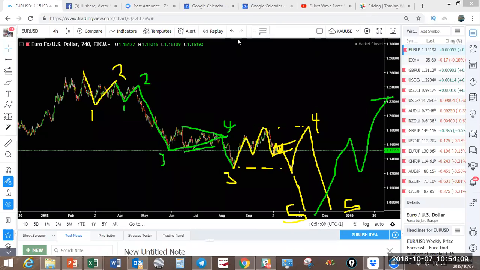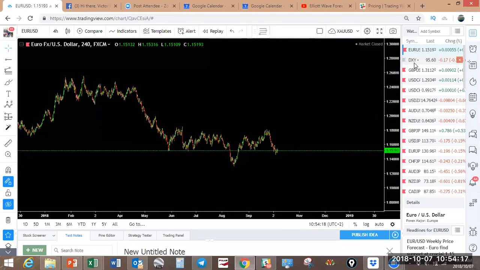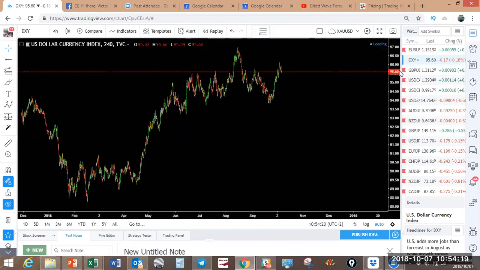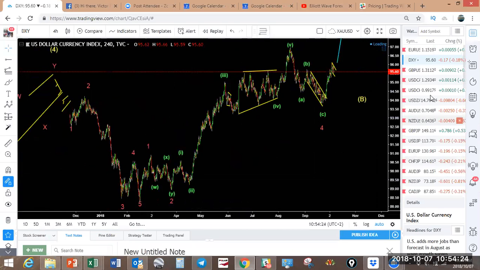Right, so clear structure. So what do you need to wait for in the next coming session? Wait for this to break to the downside. Okay, you wait for this downside. Okay, that is Euro US dollar. Now the DXY. The DXY is the inverse of what Euro US dollar is doing. So exactly the same thing.